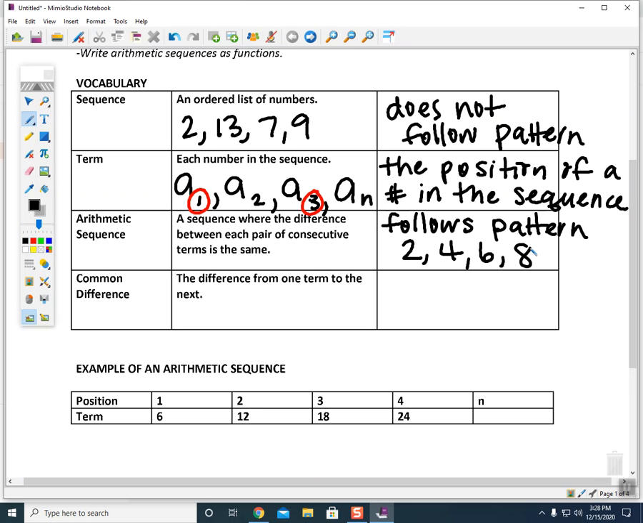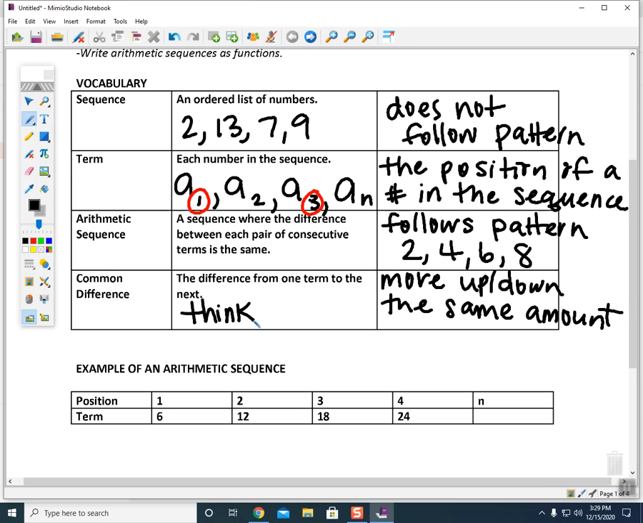So that difference then between those two consecutive numbers is what we call the common difference. The common difference is the difference from one term to the next. So another way to say that is it tells us to move up or down the same amount. Now you should be thinking to yourself, Miss Olson, this sounds really familiar. We've talked about something similar to this. If we go up and down by the same amount every single time, when we're talking about lines, what we're talking about is the slope, right? So when you think about common differences, you're going to think slope. It's the same thing.